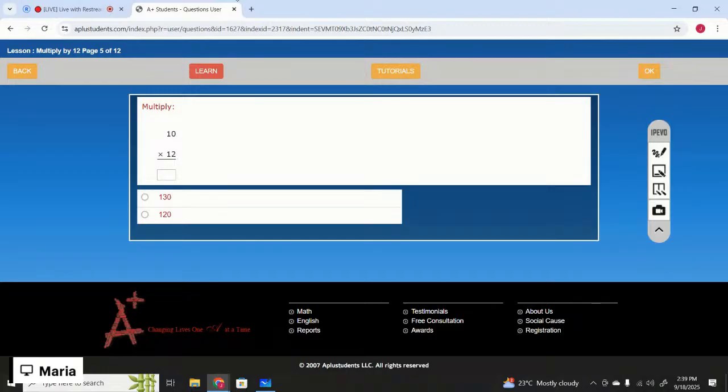12 times 10 is 120. You can simply do 1 times 12. 1 times 12 is 12 and you can add 0. So that makes 120.